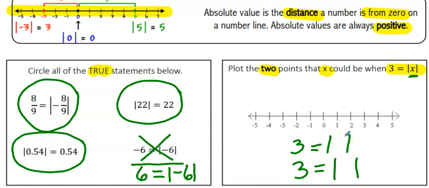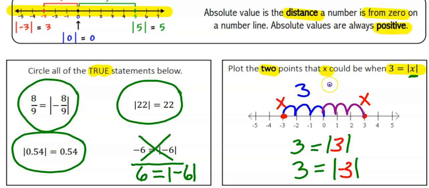Well, I know that 3 is equal to the absolute value of positive 3, and 3 is also equal to the absolute value of negative 3. Because again, it's a positive value and it's the distance from 0. So x could either be positive 3 or negative 3, because either way, the absolute values are going to be the distance from 0: 1, 2, 3, or over here, your distance is 3 for either number.